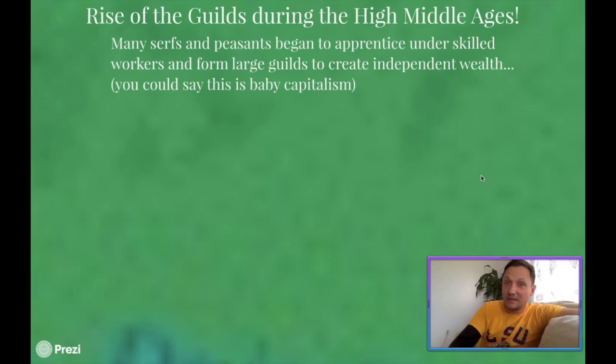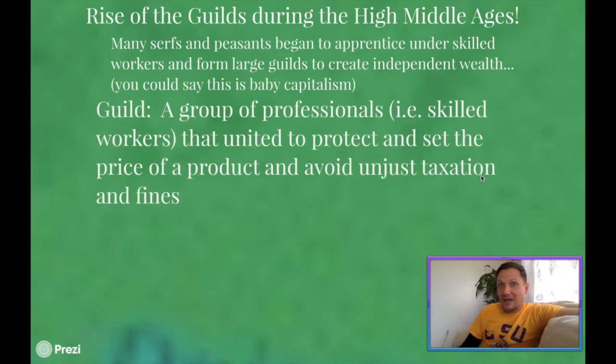These trade guilds began to come together, and they actually began to unite. They began to protect their business. They began to set the price of their product, right? To try and avoid unjust taxation, to avoid fines, and also to avoid being taken advantage of, because nobody wants to get into a bidding war, right? If you have certain guilds, you don't want other guilds trying to fight you for that money, right?